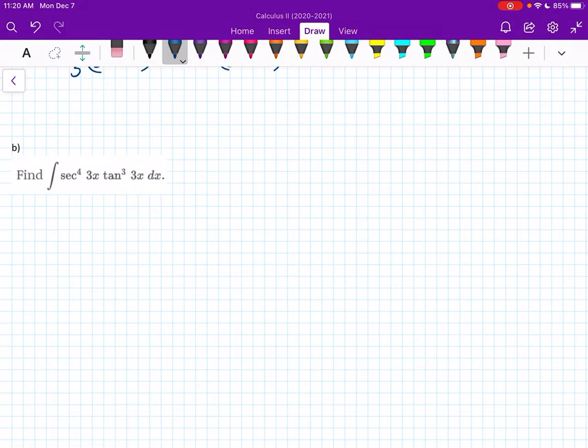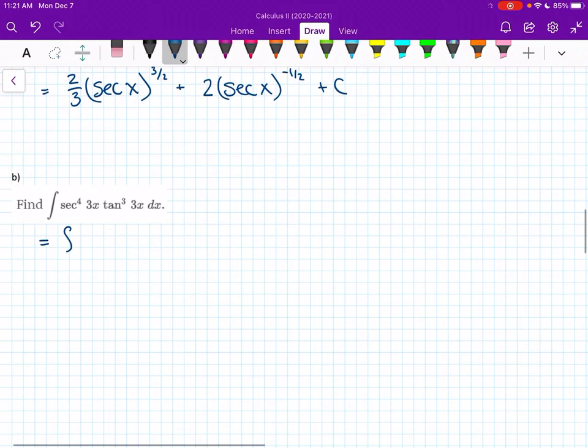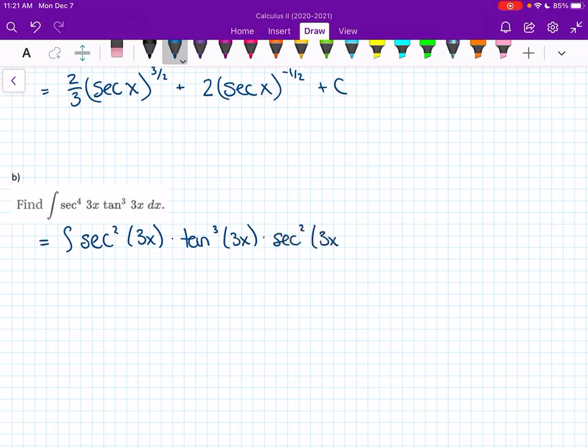Our next example, we have secant to the 4th of 3x times tangent cubed of 3x. For this one, we're going to split that secant fourth into secant squared times secant squared. So secant squared of 3x times tangent cubed of 3x times secant squared of 3x. What I'm going to do now is switch this secant squared to a tangent squared plus 1, and distribute.